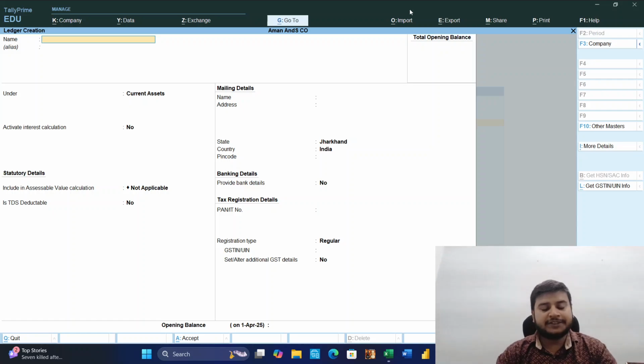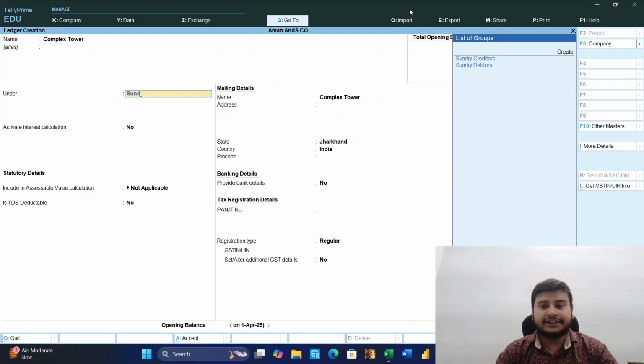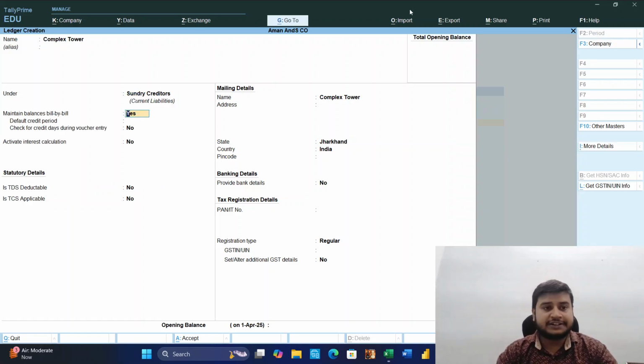Second, we will make a party with whom we will enter the rental agreement. So the party is Complex Tower. The agreement will be done with him, so it comes under sundry creditors. And one thing, we want to deduct TDS, so we will enable yes.